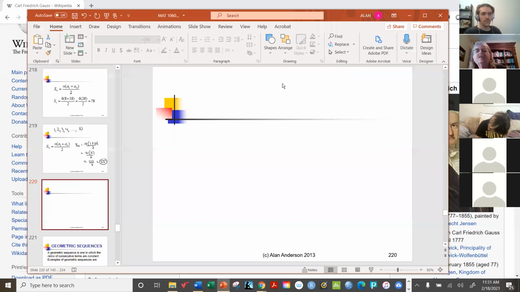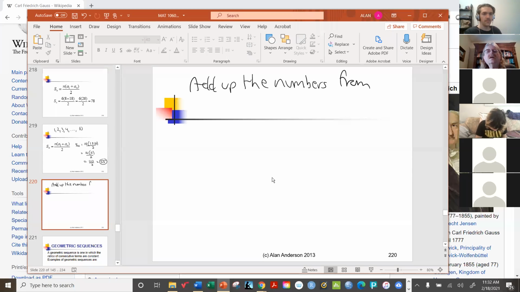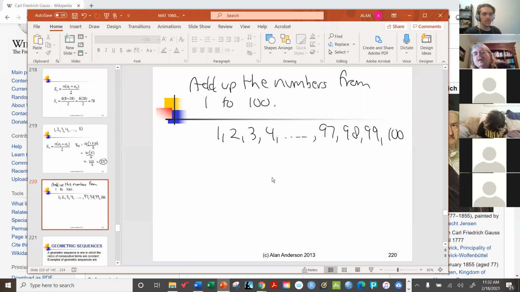One day, when he was in elementary school, the teacher decided it would be fun to have a contest with the children in the class. And she said, all right, everyone, take out a piece of paper and add up the numbers from 1 to 100. Now, clearly, those numbers represent an arithmetic sequence.